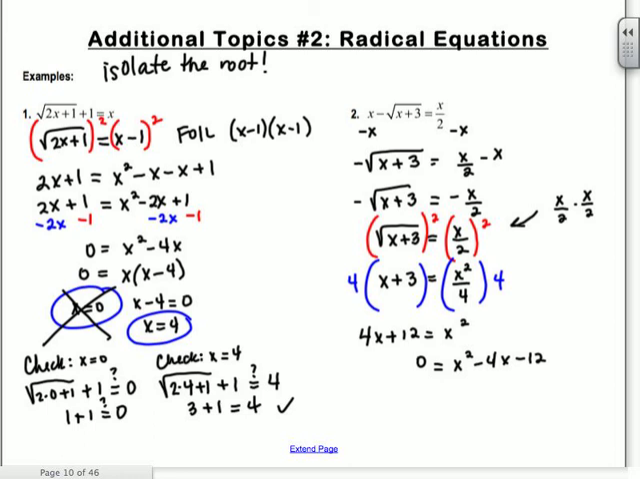All right, and I'm going to try to factor. So my first spots need to multiply to be x squared, so I need x and x. My last spots need to multiply to be negative 12. So you could have 1 and 12, 2 and 6, 3 and 4. And they need to be opposite signs because they need to multiply to be a negative. And then your outer and inner need to combine to be negative 4.